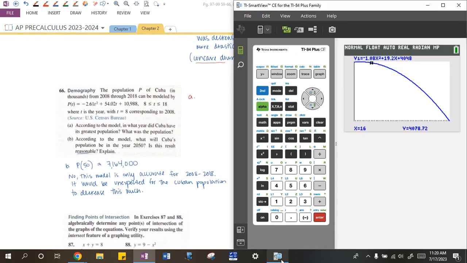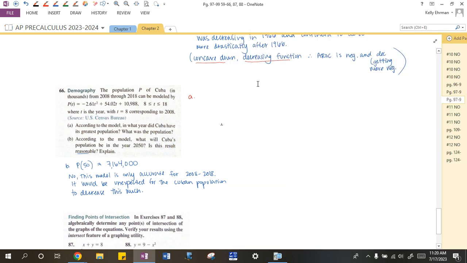Okay, next function. The population P of Cuba in thousands. So this is funny because they did this again in thousands, but in the textbook, when I checked my answers, they did multiply their answers by 1,000. So anyway, the population of Cuba in thousands from 2008 to 2018 can be modeled by this. Here's our domain. So 8 corresponds to 2008. According to the model, in what year did Cuba have its greatest population? So find the maximum. Find the year that the maximum happens and what it is.